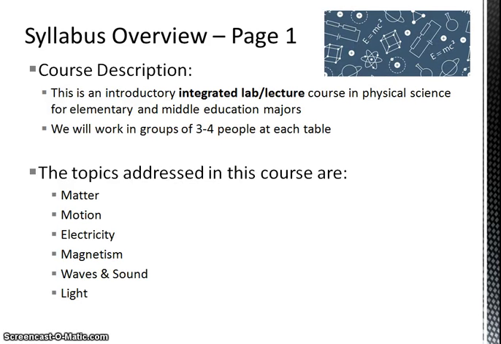So the format of this class is what we call an integrated lab lecture. So we're going to be combining hands-on activities with some direct instruction sprinkled in as needed. The main topics of the course you can see here are matter, motion, electricity, magnetism, waves and sound, and light. In addition to learning about these different topics in physical science, we'll also be considering the common difficulties that young children have when they're learning science, and we'll be exploring the new science standards which just came out recently in 2013, called the Next Generation Science Standards.